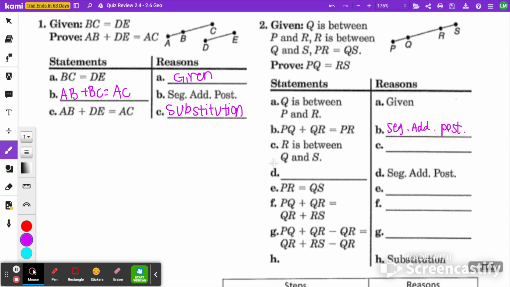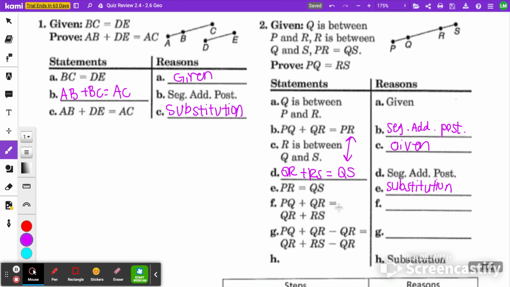Okay. Next, letter C, R is between Q and S. Well, that's another given. So the other segment addition postulate we can say is QR plus RS is equal to QS. Okay. Going from there, PR is equal to QS. Well, that is our substitution right here. So that PQ plus QR is equal to QR plus RS.